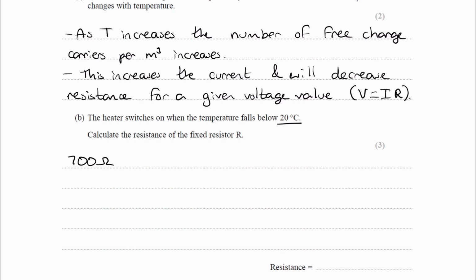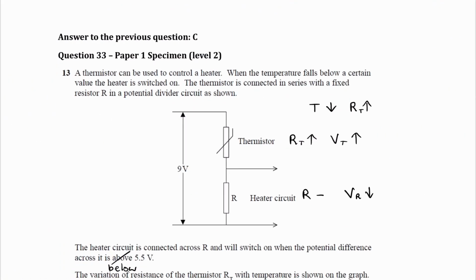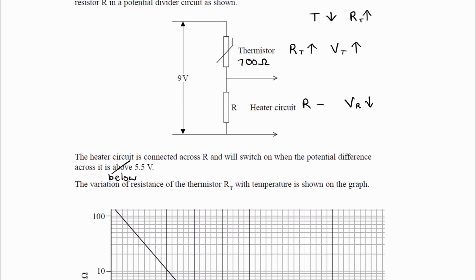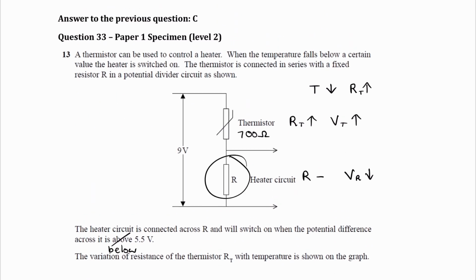Okay, so if we go back to our circuit, our thermistor has a resistance of 700 ohms. We're trying to work out the resistance of the fixed resistor. We know that it switches on when the potential difference falls below 5.5 volts. So if this is at 5.5 volts, it's at the threshold below which it will switch on. And the thermistor should therefore be at 3.5 volts because the two voltages should add up to make 9 volts.